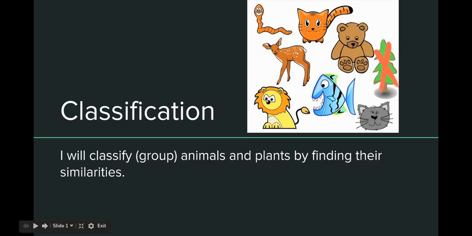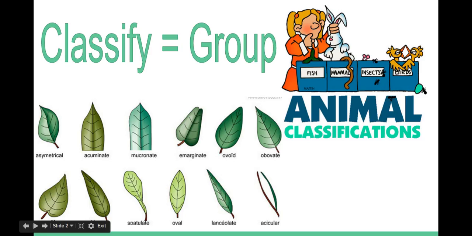For example, all of these animals right here have one similarity in common. They're all animals. This tree, it's not an animal, so it's X'd out. It cannot be classified with the others. It cannot be in its group. So classify means to group.